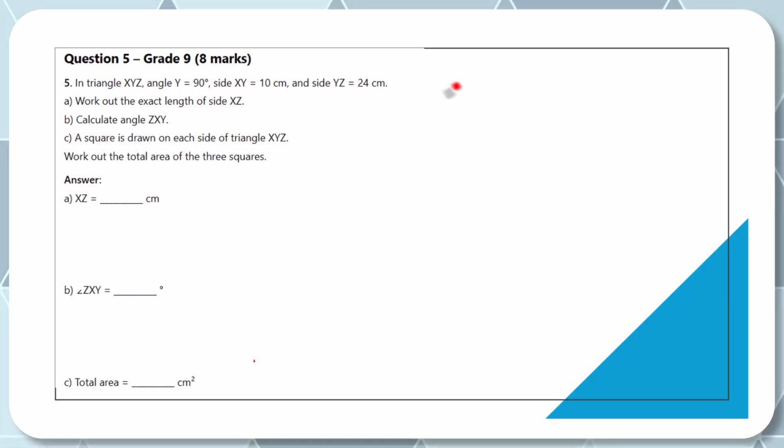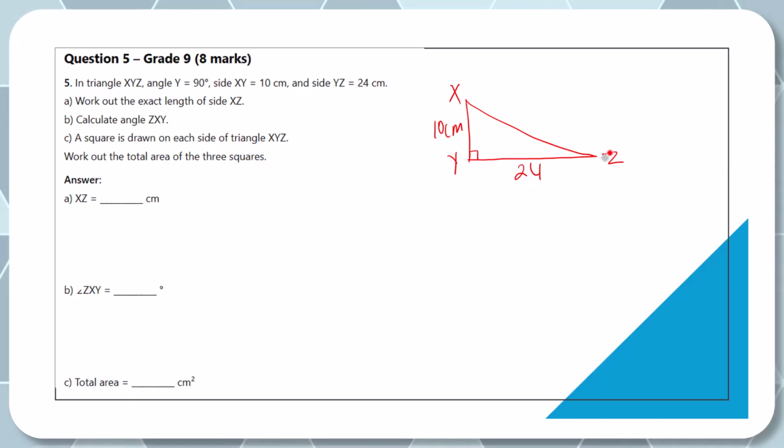So the first thing it says in triangle XYZ, Y is 90. So I'm going to do the triangle. Y is 90. That means I'm going to put Y there, and that's where the 90 is. XY is 10 centimeters, so I can put XY at the top. That is 10 centimeters. And YZ is 24 centimeters. Okay, like that. Work out the exact length of side XZ.